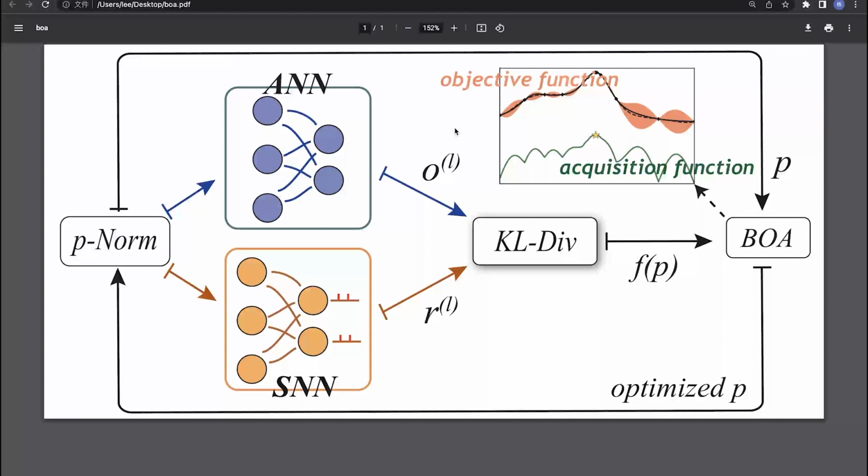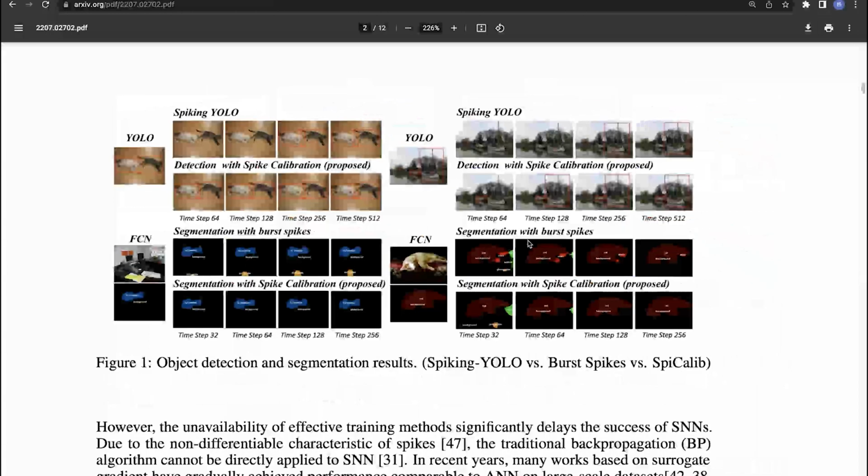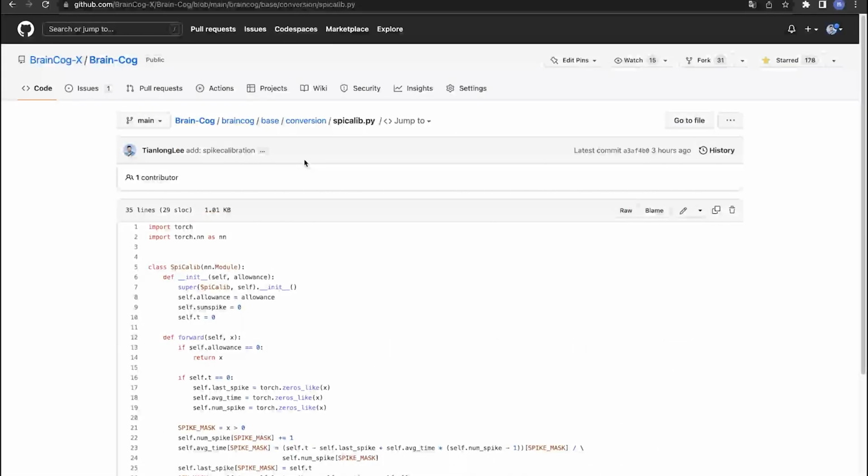Combining the above methods, we achieve a more accurate approximation of the ANN output, and the experimental results show that the output of the SNN can achieve an accurate fit to the ANN output with calibration. Thus, it helps us to achieve better results in detection and segmentation tasks. In BrainCog, we can easily enable this feature by simply setting the spike collapse allowance. The default value of 0 means that this feature is not used.